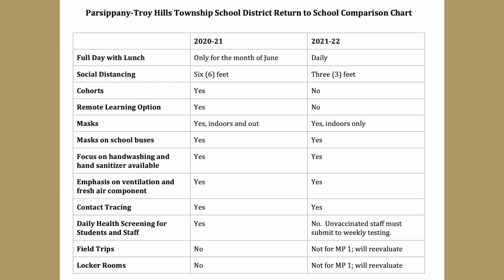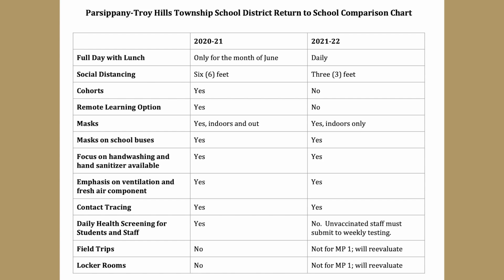Masks were required last year indoors and outdoors up until the weather began to be excessively hot toward the end of the year. Masks continue to be required as per governor's directive for indoor only. Masks on school buses were required last year, and that continues this year. We continue last year and this year to focus on hand washing and having hand sanitizer available, and an emphasis on ventilation and a fresh air component. Contact tracing continues to be in place this year.